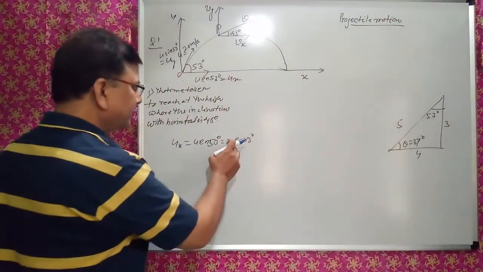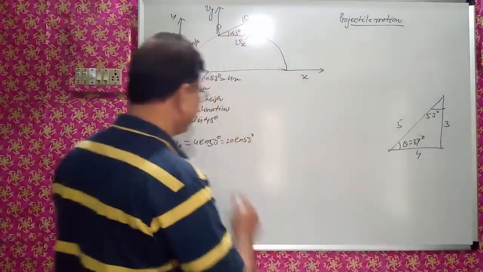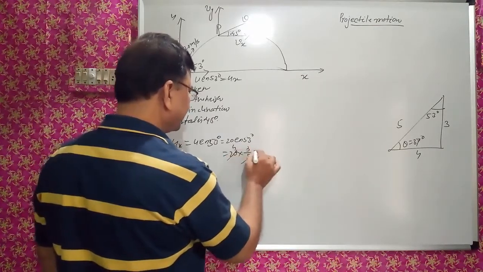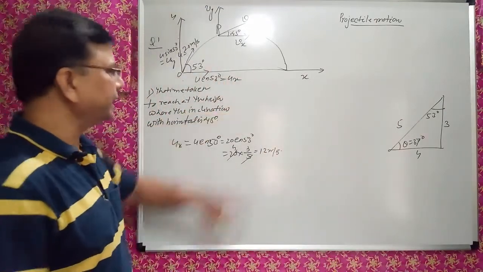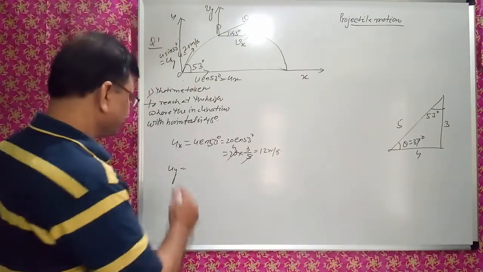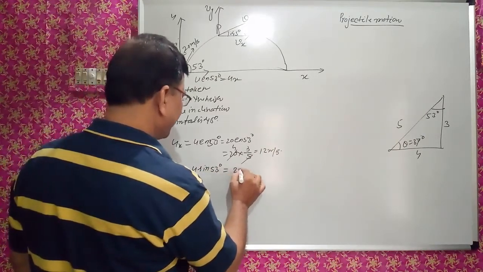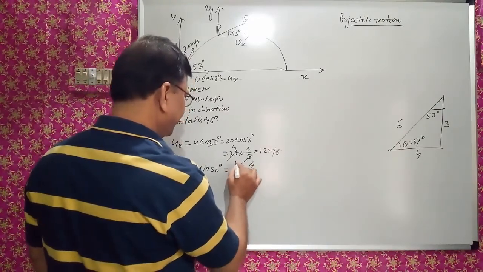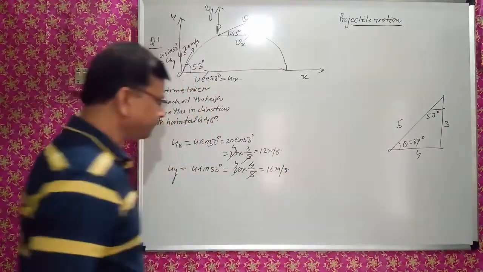So cos 53, for this angle, this is the base and this is hypotenuse. Then we can write this is equal to 20 into 3 by 5, that is 12 meters per second is the velocity in this direction. Similarly, uy we will find. Uy in this direction, that is u sin 53 degree, that is 20 into sin 53 is 4 by 5, that is 16 meters per second.